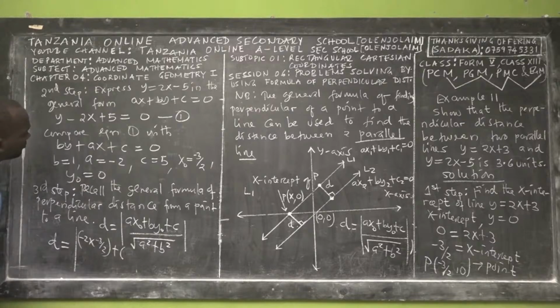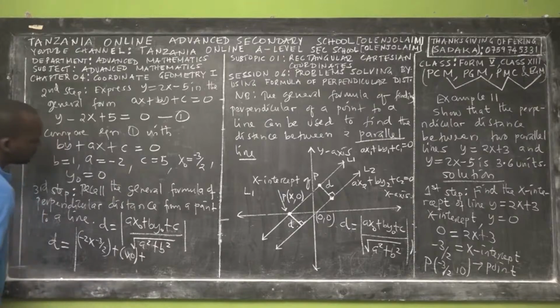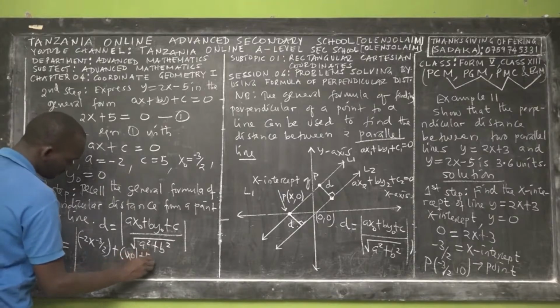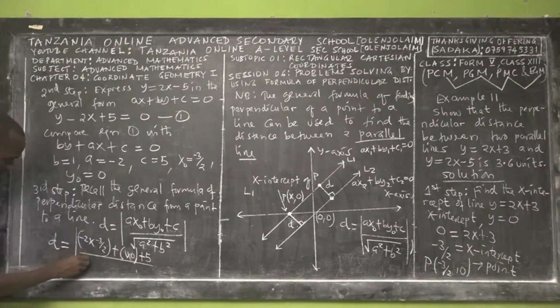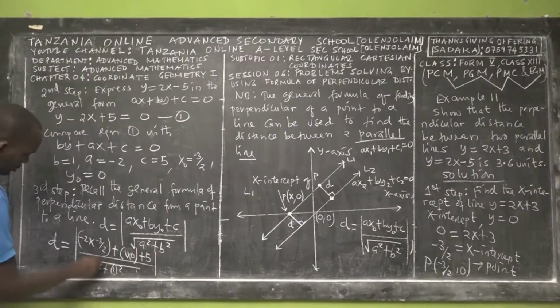plus b is 1 and y naught is 0, plus c is 5, over the square root of a squared. A squared is negative 2 squared, plus what? b is 1 squared. So these two and these two cancel.